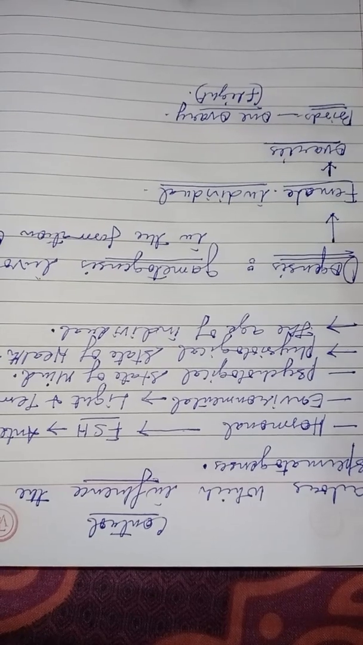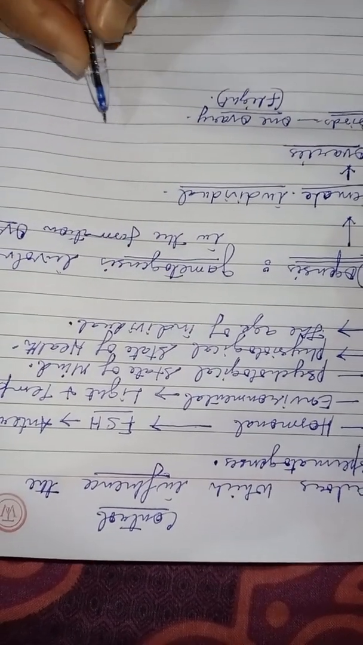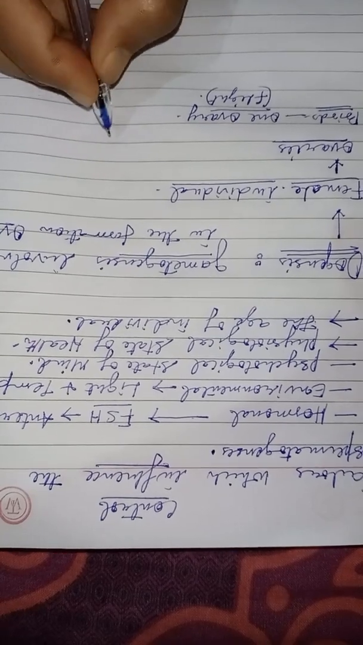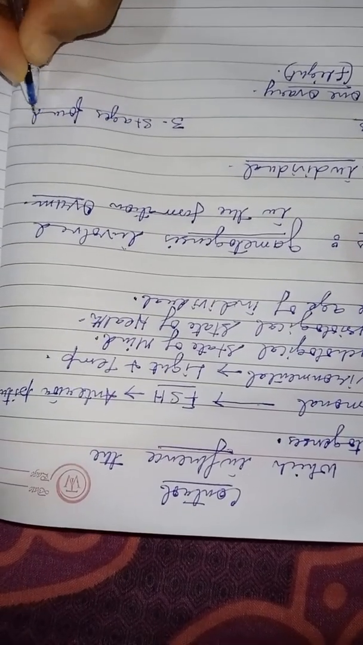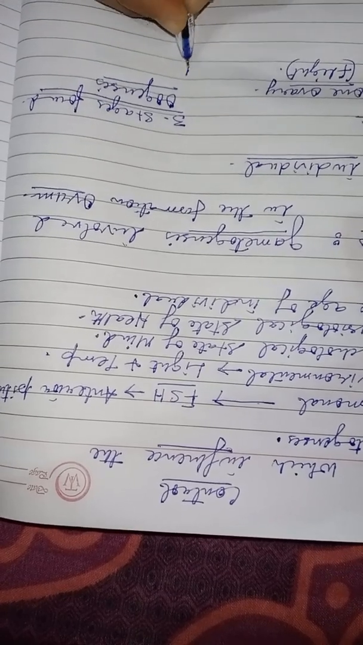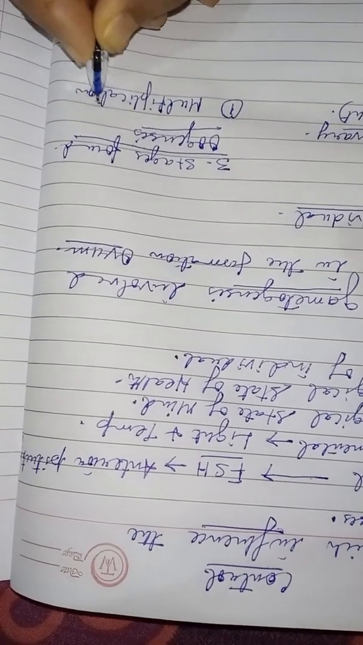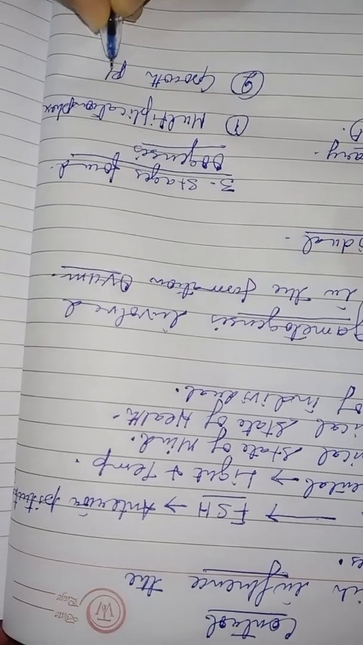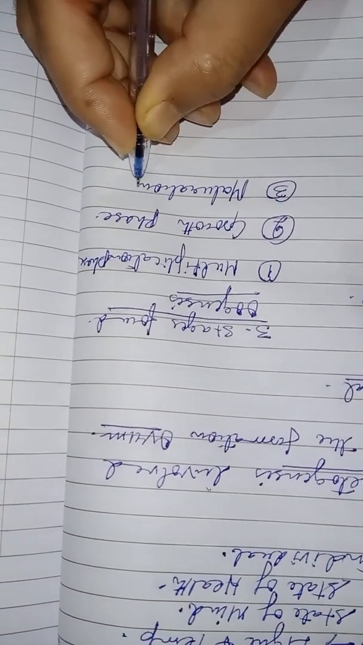One thing I would like to tell here is that oogenesis is a process which is completed in 3 stages, and these 3 stages are similar to those found in the process of spermatogenesis. The 3 stages found in oogenesis are again the same: multiplication phase, growth phase, and maturation phase.